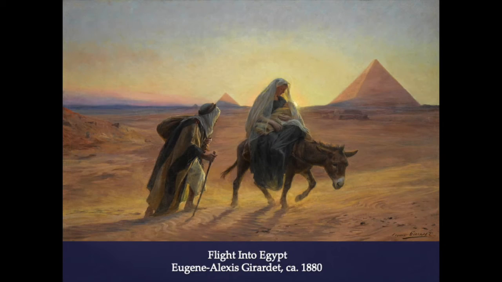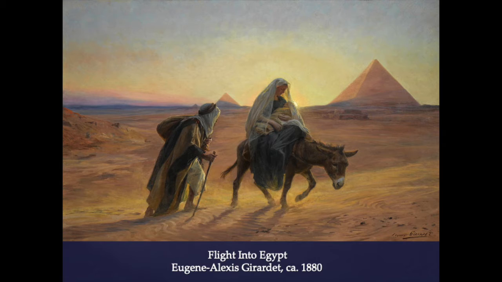The next painting is Flight into Egypt by the French painter Eugène Alexis Girardet, and it comes to us from 1880. Girardet is a French realist painting showing traveling through a hot and dry desert at probably sunset, the end of a day's journey through the desert, with the pyramids in the distance.